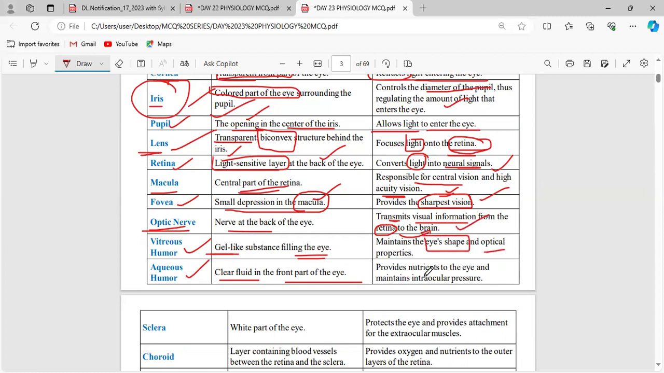Now, the term related to the eye is optic. When we purchase glasses, the showroom is called optics. The nerve related to the eye is called the optic nerve. So the word optic relates to the eye. Now, aqueous humor is the fluid present in front of the eye. What is its purpose? It provides nutrients to the eye and maintains the intraocular pressure.